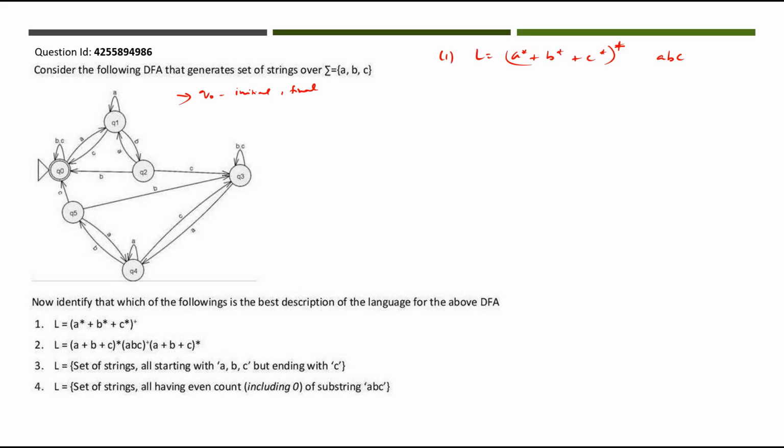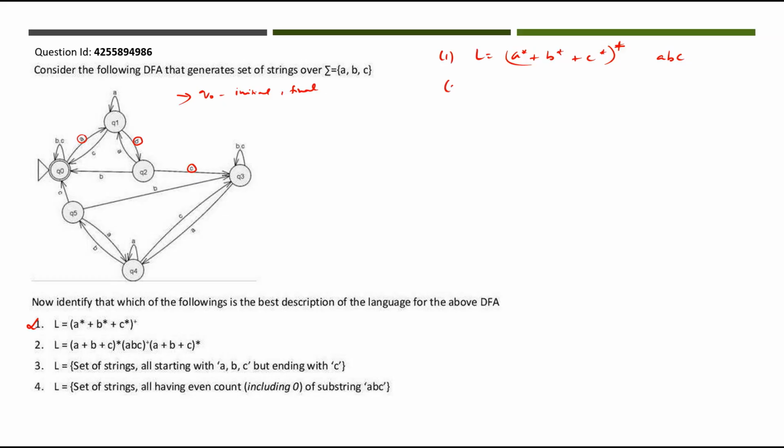So let's trace it. From Q0 we have A transition to Q1. So this is A. From Q1 for B we have Q2. So this is B, and from Q2 we have to go to Q3 for the input C. Is this string ending up in final state? No. ABC is not the only string that is being generated by option 1. It is just one of the strings. When one of the string is being rejected by the DFA, it means this language is not the language of the above DFA. We can rule out option 1.